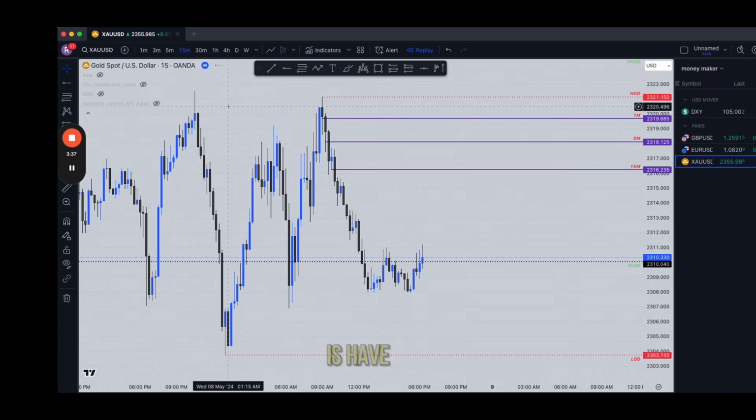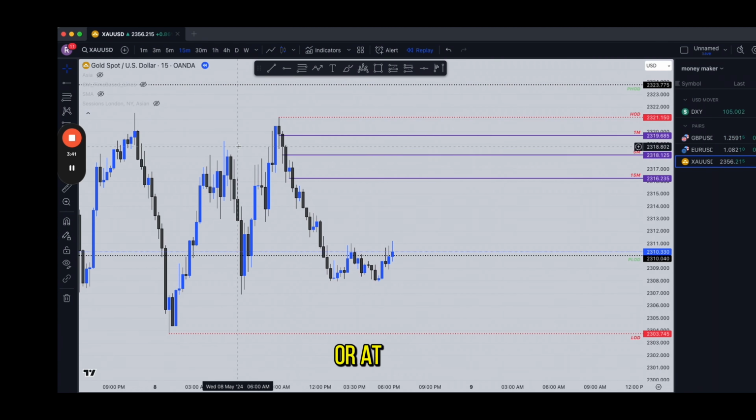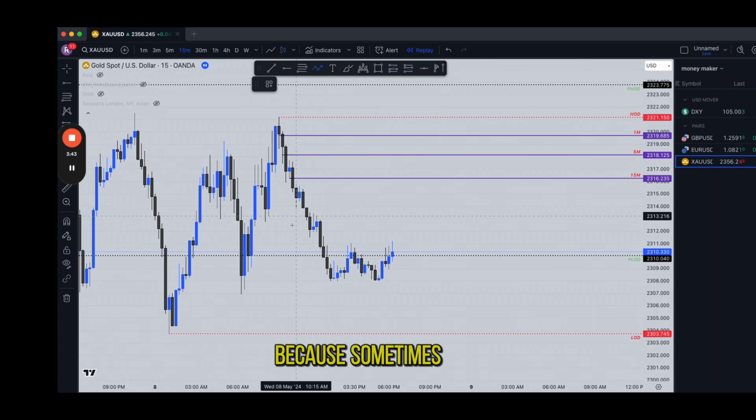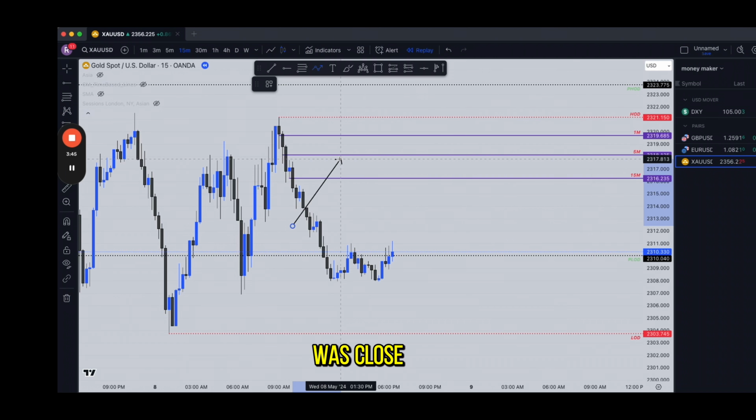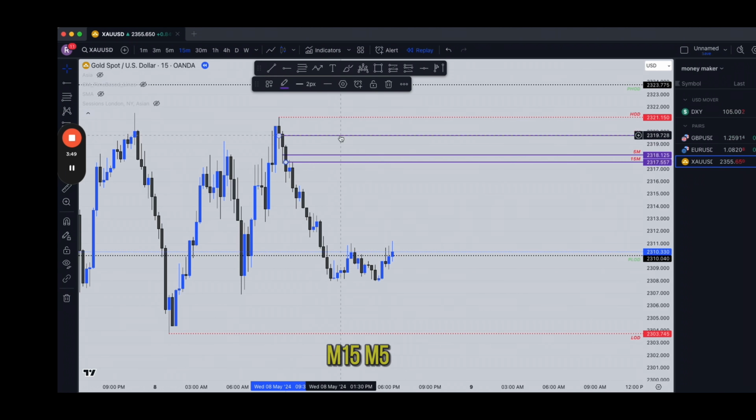So what I like to do is have them all in confluence, so that way I can sell from one of them, or at least have them all covered. Because sometimes, let's say this M15 was close to your M5, you could enter up here. Let's just say it was like here, for instance, so M15, M5, M1. You could enter off the M15 just to ensure that you still get tapped in and you're in your trade. Yeah, you might hurt the R to R if it comes up to the M1, but at least you're in that trade. And if you cover your stop up here, what's the big deal? You know what I mean?